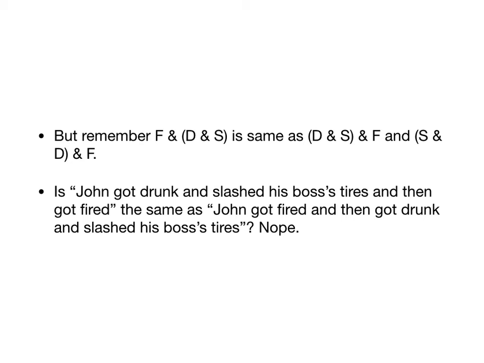So F and D and S, for the purposes of logic, means the same as D and S and F, and S and F and D, and S and D and F. But think about the real world, what this sentence means. The order seems to matter, right? Is John got drunk and slashed his boss's tires and got fired the same as John got fired and then got drunk and slashed his boss's tires? No, right? The first sentence seems like getting drunk and vandalizing his boss's car is a reaction to getting fired. Second sentence says something completely different. The order it happened in is different.